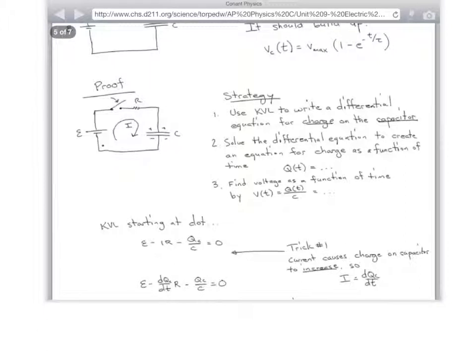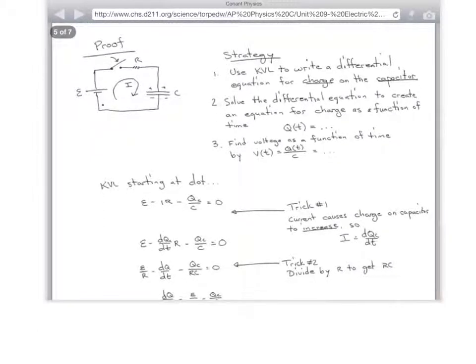So we're left with the EMF minus dq over dt times R minus q over C equals 0. And what do we do now? We've got to differential equationify it, right? Well, it's already a differential equation, but we've got to separate the variables. What are the variables that we're going to separate? Q and t. Everything else on here is a constant, but this one is tricky. It's the same level of tricky that you had to do for pushing a box, though, with the same tricks.